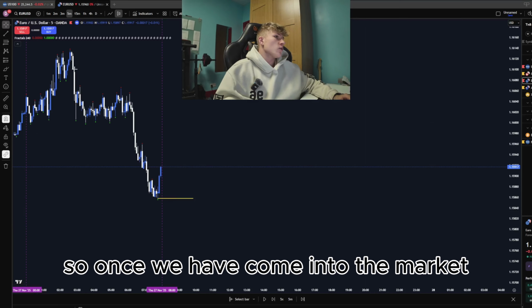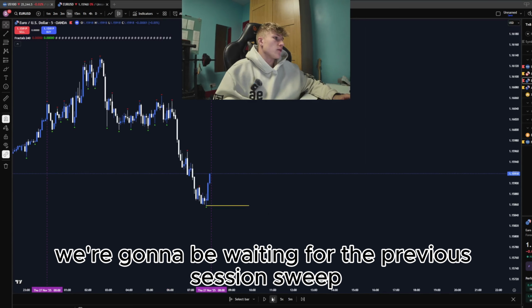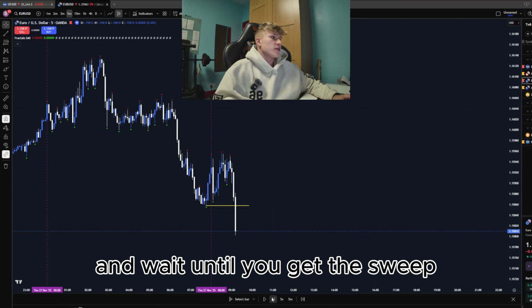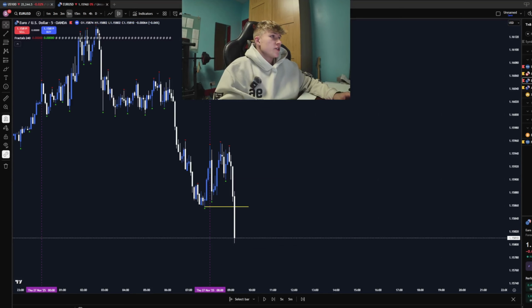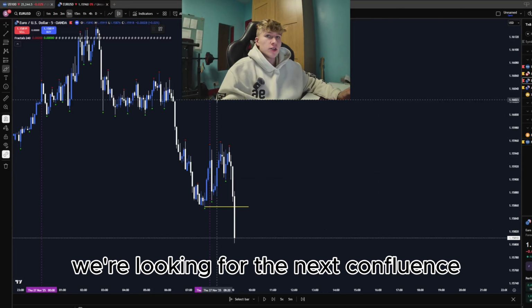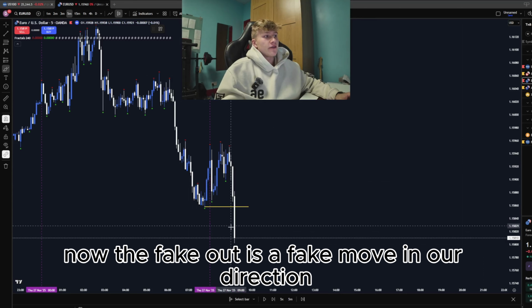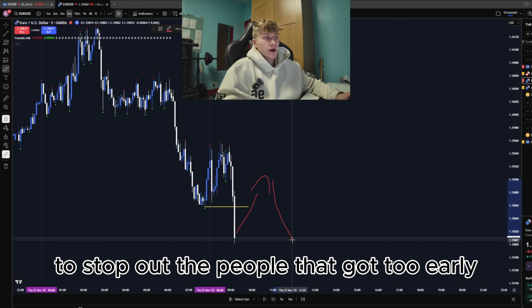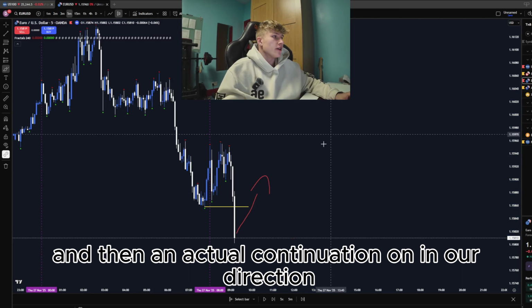So once we have come into the market, we're going to be waiting for the previous session sweep. You can just sit through and wait until you get the sweep, which we get right here. As soon as we've had the sweep, we're looking for the next confluence, which is a fake out. The fake out is a fake move in our direction, followed by a move back down to stop out the people that got in too early, and then an actual continuation in our direction.